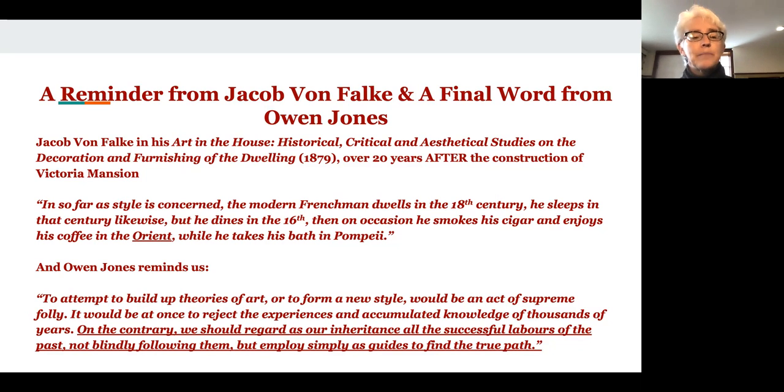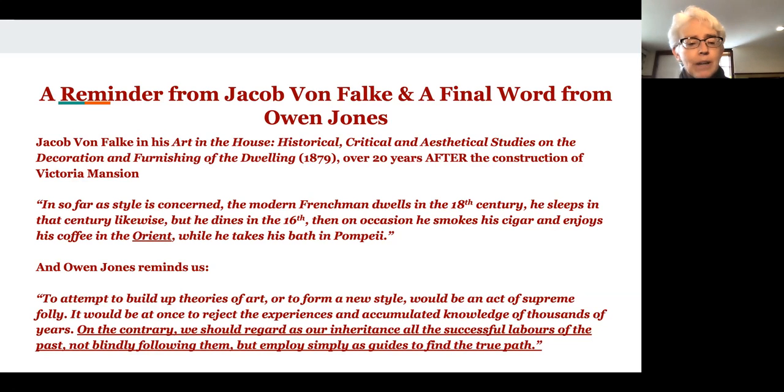So von Falk said, insofar as style is concerned, the modern Frenchman dwells in the 18th century. He sleeps in that century likewise, but he dines in the 16th. Then on occasion he smokes his cigars and enjoys his coffee in the Orient while he takes his bath in Pompeii. And I underlined Orient because, again, that's that very 19th century, almost idealized folkloric approach to the mystique of the Orient.